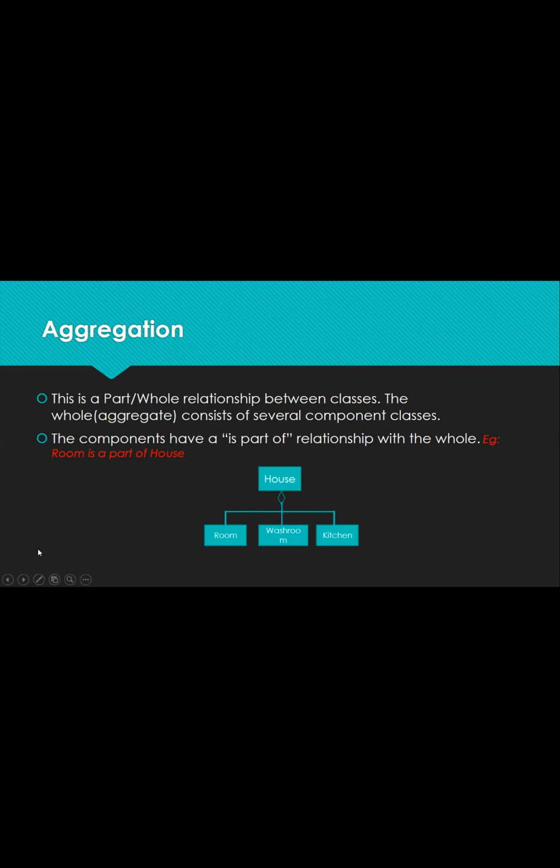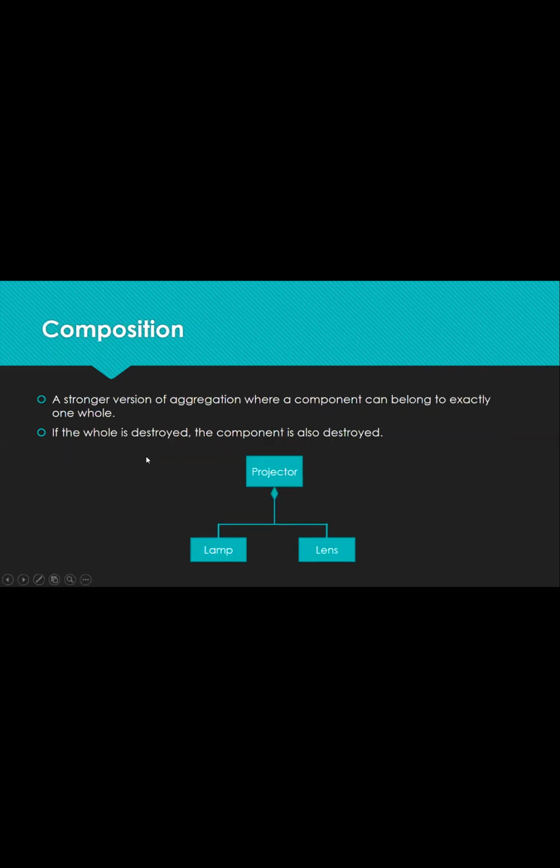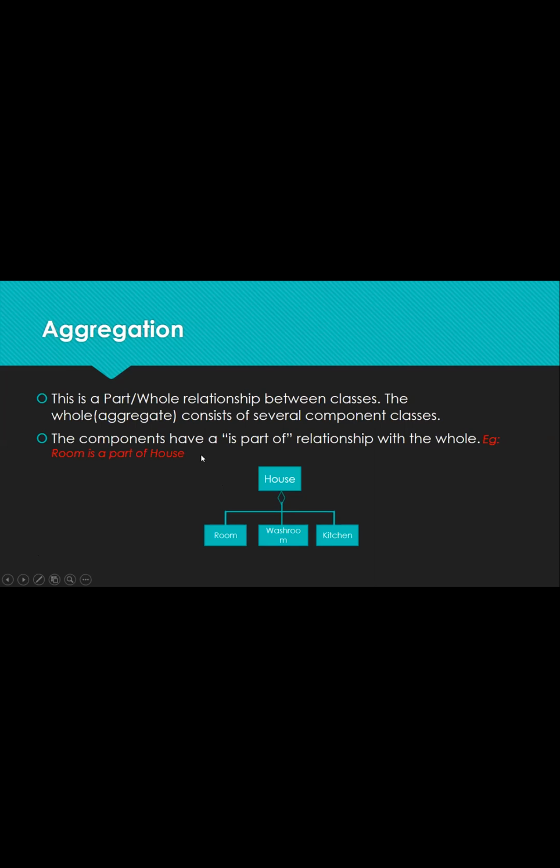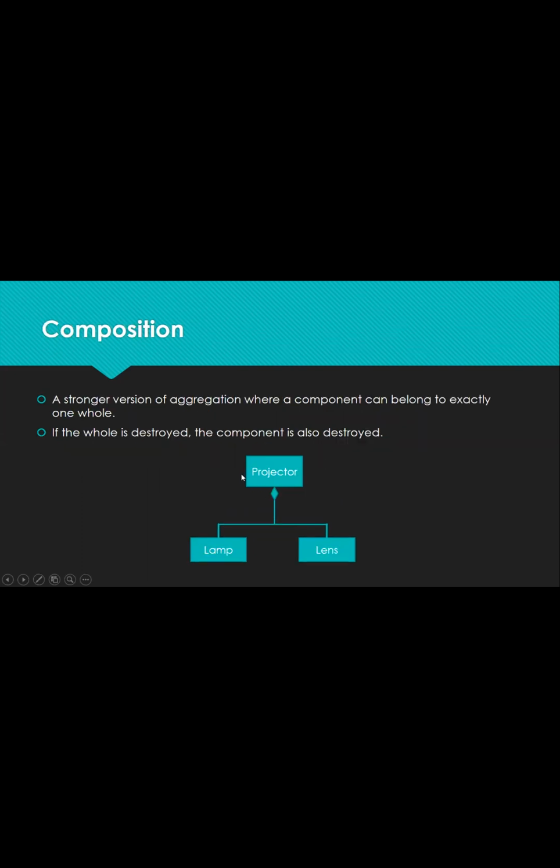Okay, then let's see what composition is. A stronger version of an aggregation where a component can belong to exactly one whole. If the whole is destroyed, the component is also destroyed. Yeah. Now see, there is a projector. Okay, so aggregation is a part. Composition is what applies here. Now assume that there is a projector. In that you will have a lamp and a lens, right?